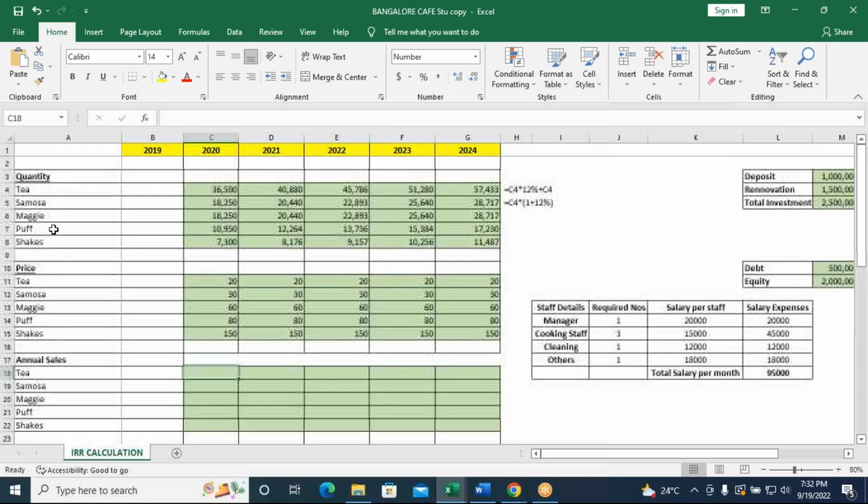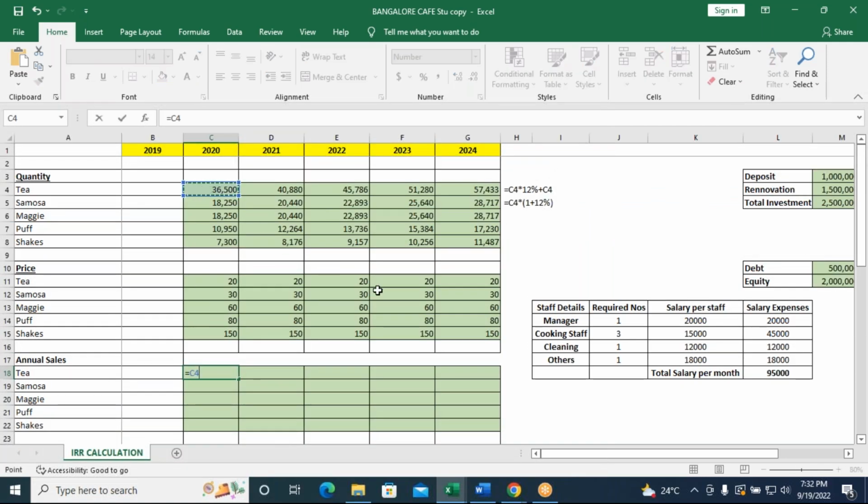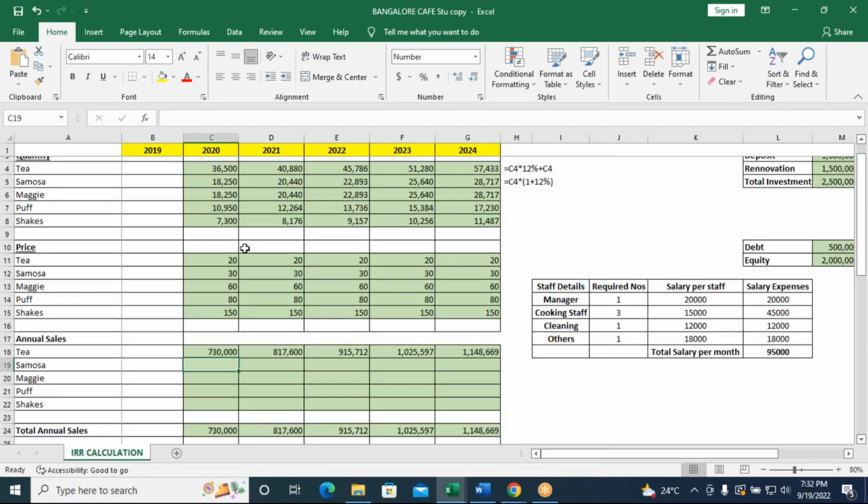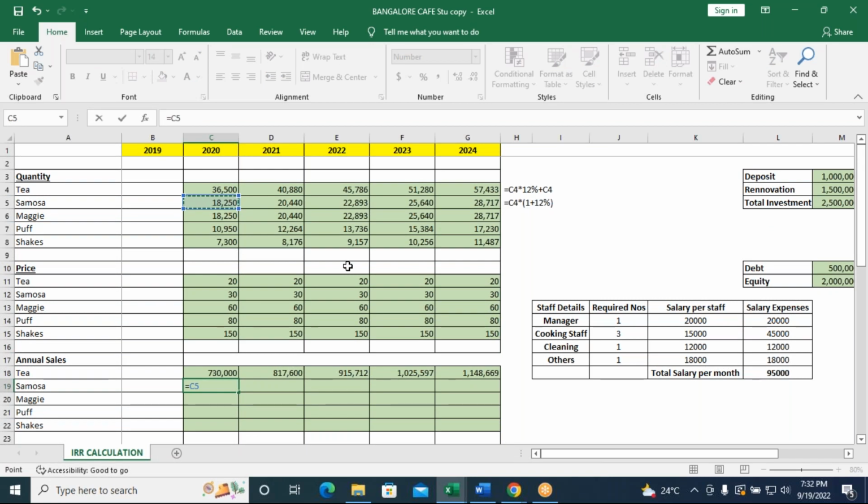So the annual sales, that is quantity into price, is equal to 36,500 into 20. The quantity into price. So for the second year, I'll just do the calculation manually. That is 40,000 into 20. And then I'll select and drag from the second month. The same way, is equal to 18,000 into 30. Here also 20,000, the quantity of samosa into the price. So I'll just select and drag. Is equal to 18,000 into 60.